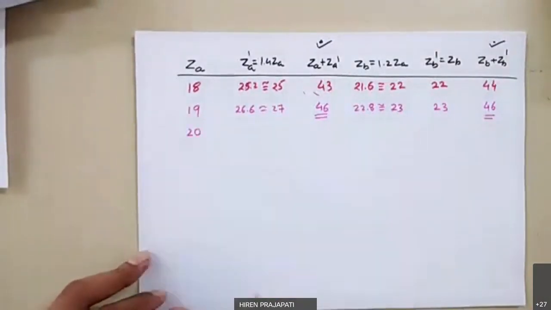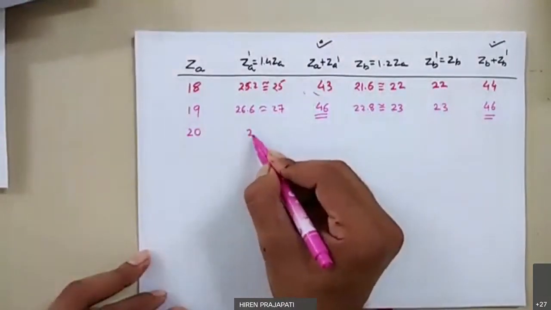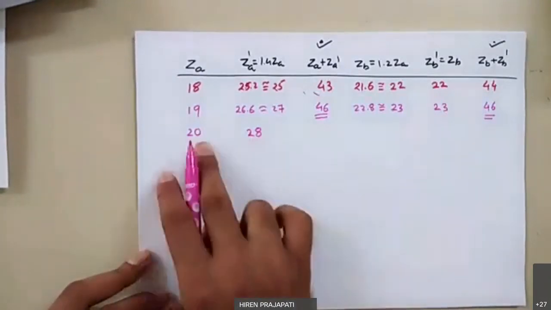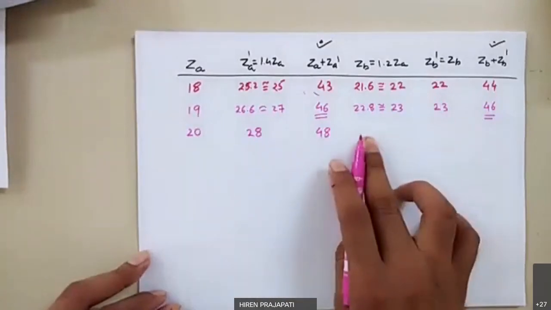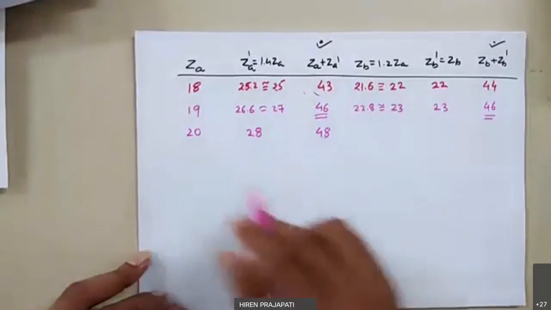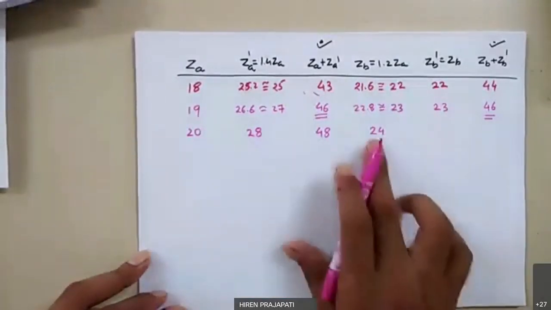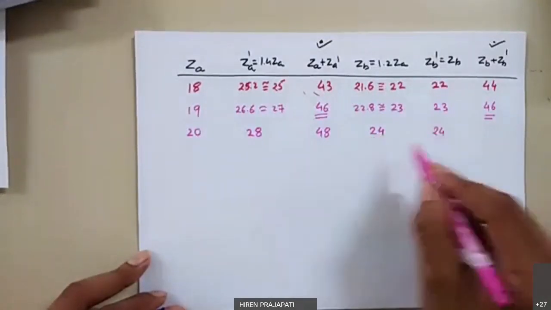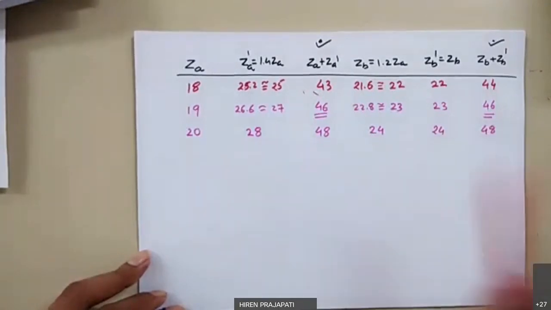So I am going for 20. If we go to 20, then calculating ZA dash, we get exactly 28. 28 plus 20 is 48. Now again, ZB is 1.2 times 20, and again we get an exact value, 24, so there is no round off. So this becomes also 24. 24 plus 24, we get 48. So here also we are getting a match.